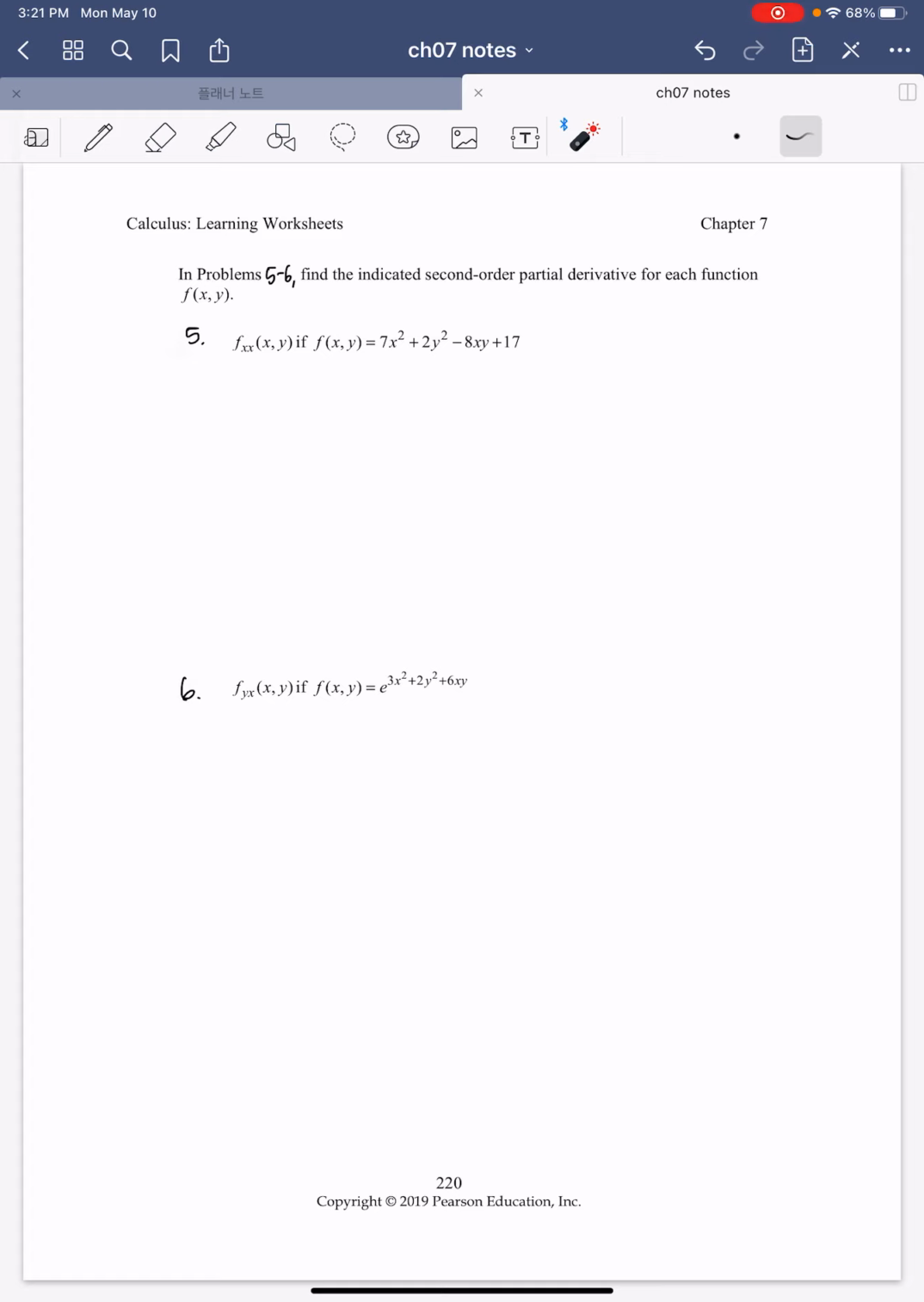Okay, so we'll start with first derivative f sub x of x comma y. It's this part here. So again, x is my variable. So derivative of x squared is 2x, so with 7 multiplying, I have 14x for the first term. Y is my constant, so they disappear. Derivative of x is a 1, so 8y, minus 8y. And then 17 is a constant, so it disappears.